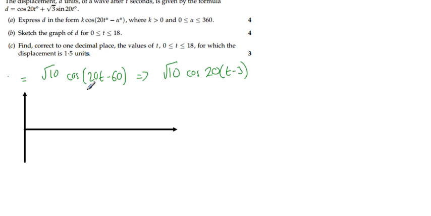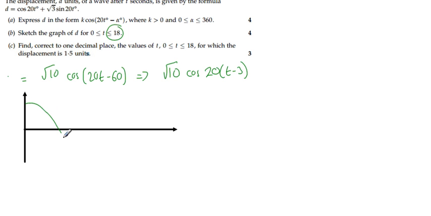Now, without even worrying about that minus 3, we know this root 10 is going to be the amplitude. We know we've got a cos wave, and we know the 20t means that you've got 20 waves in 360, which means we've got one wave in 360 divided by 20. We've got one wave in 18, which is nice and handy because of this range we've got here. Now what I like to do first is ignore the phase shift, the minus 3. I'm just going to draw root 10 cos 20t.